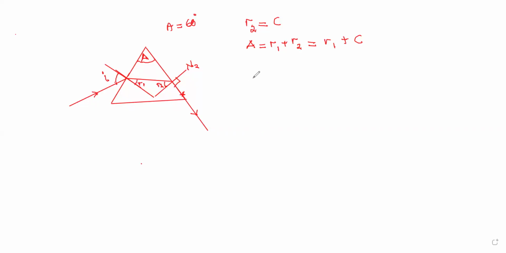So critical angle, sine C is equal to 1 over the absolute refractive index of it.